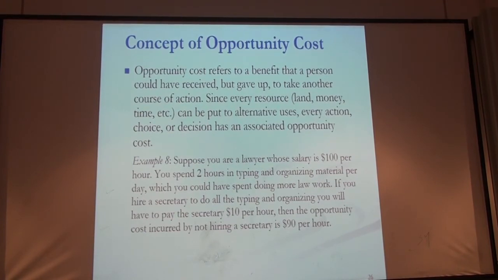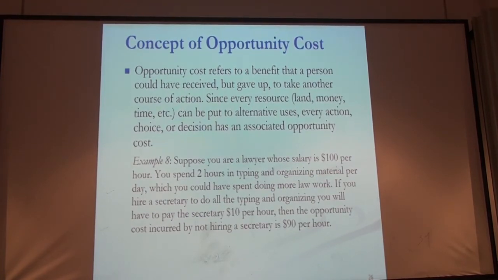Means that you didn't take the optimal decision. The optimal decision was that instead of hiring you should have hired a secretary to do the typing and organizing the things for you. You could have only paid $10 per hour for those 2 hours, and you could have done extra law work for those 2 hours. So the penalty incurred by not taking the right decision is $90 per hour for those 2 hours, and that is the opportunity cost of not hiring the secretary.